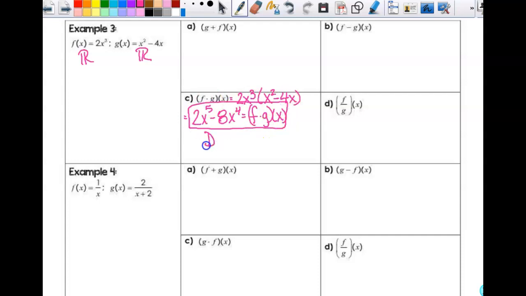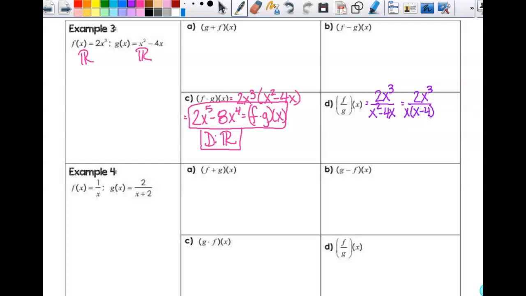Right, then my domain is all real numbers because it's the intersection of those two. Then when I get to D, I have 2x cubed over x squared minus 4x. Now, can I cancel this x cubed with this x squared and have an x left up here? The answer is no. But I can factor out a GCF. In the numerator, I'm going to still have 2x cubed. In the denominator, I'm going to have x times x minus 4.